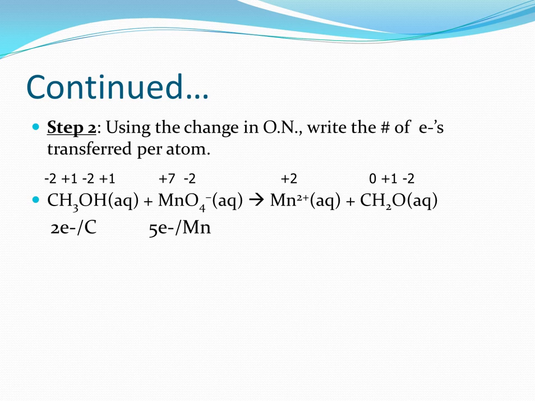This means that there is a change of 2 electrons for each carbon atom. Meanwhile, manganese is changing from an oxidation number of +7 to an oxidation number of +2. This means that there are 5 electrons transferred for each manganese atom.